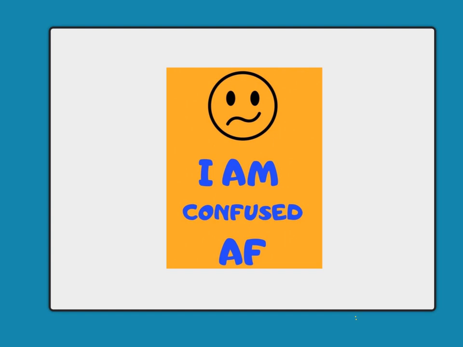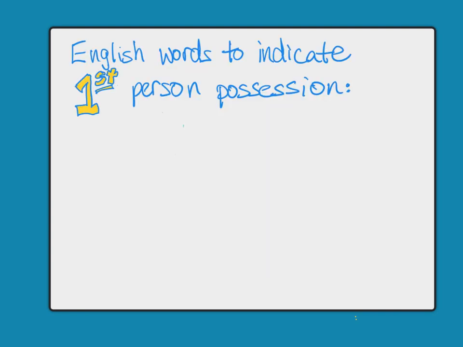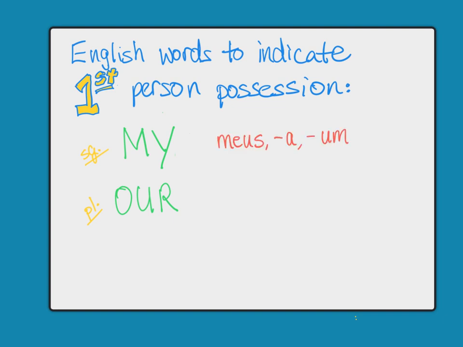Oh, okay, you may be confused about these forms. I'll try to explain it another way. In English, the way that we indicate or express possession for the first person is with the word my or our. My is singular, our is plural. The Latin equivalent is meus, mea, meum or noster, nostra, nostrum, and these are adjectives. They modify the noun, the thing that's being possessed.